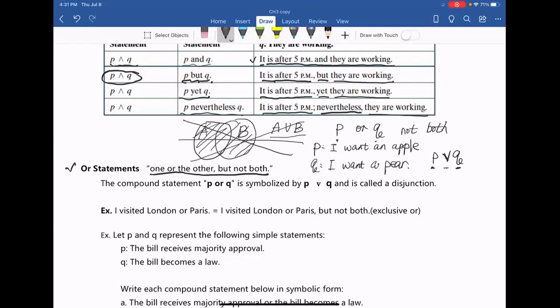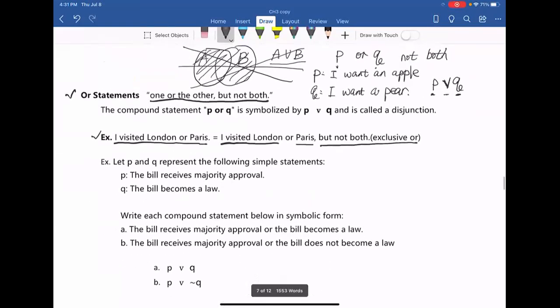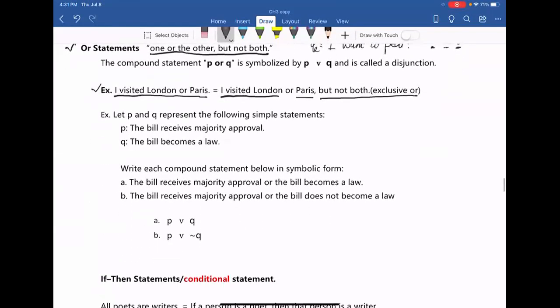So let's move on to the example. "I visited London or Paris" equals "I visited London or Paris, but not both." So don't get confused between this and the set. They are different. This is a statement. Let's move on to another example.